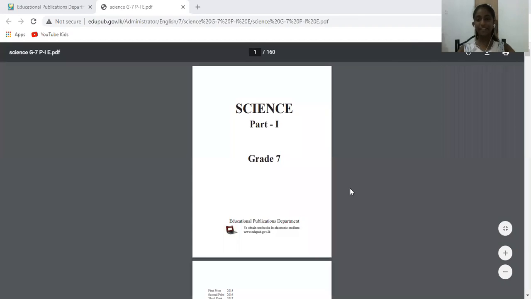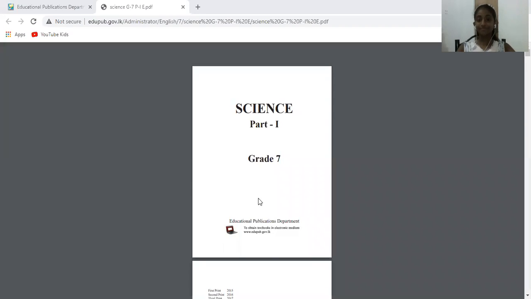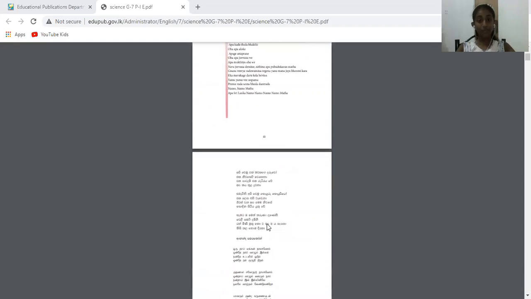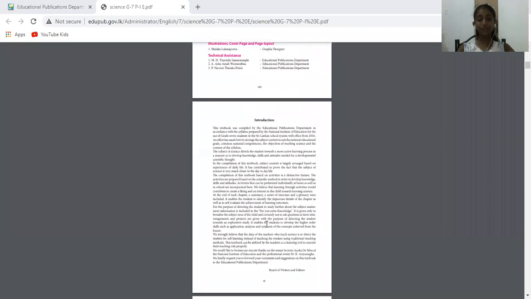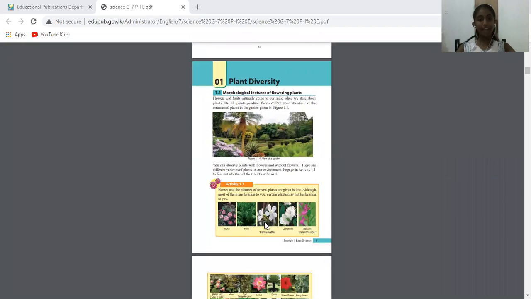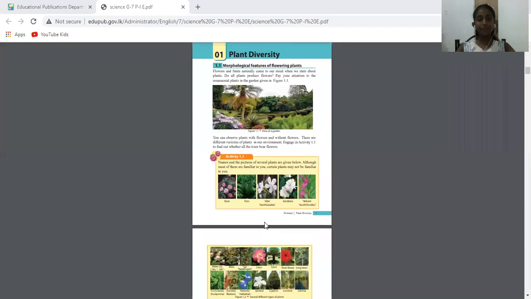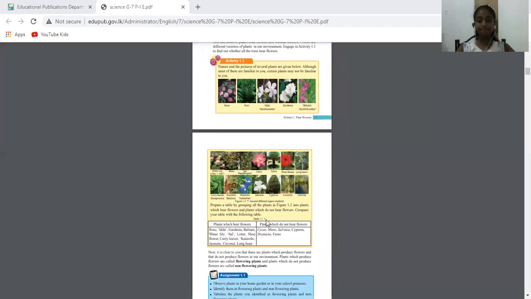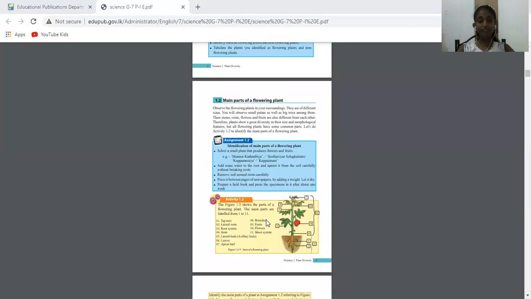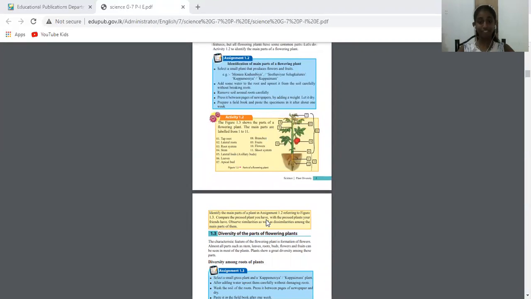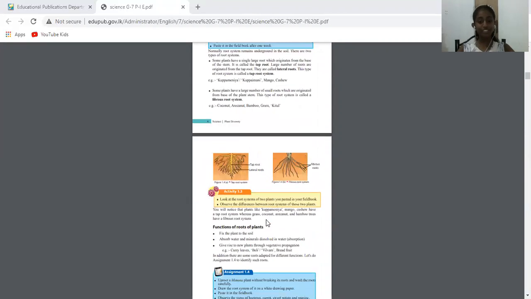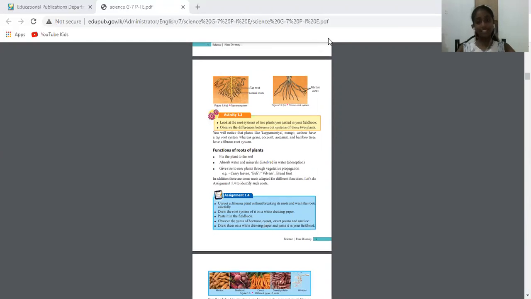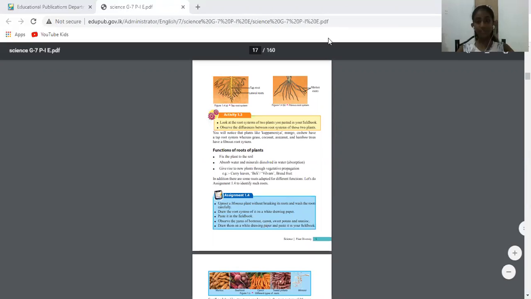So first, we're going to do science part one. This is the science part one book. First we will complete the plant diversity, the morphological features of flowering plants. That's the subtopic that we are going to discuss. Actually, there are so many morphological features in a plant, and we're going to discuss some difficult things as I told you earlier.